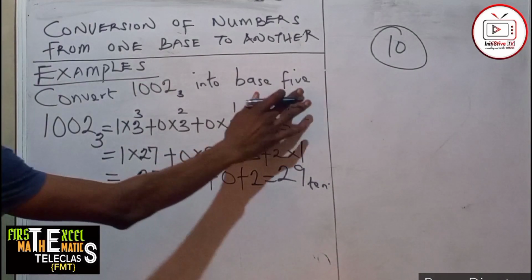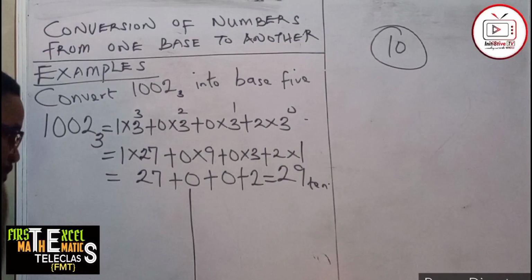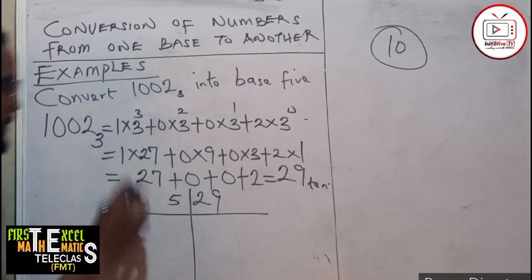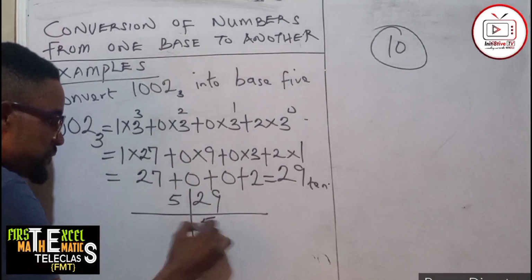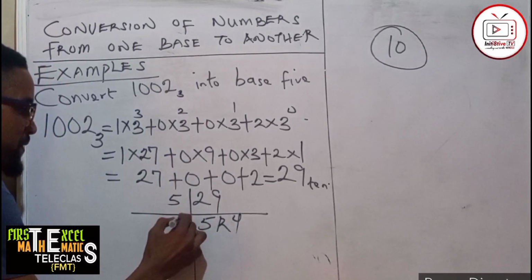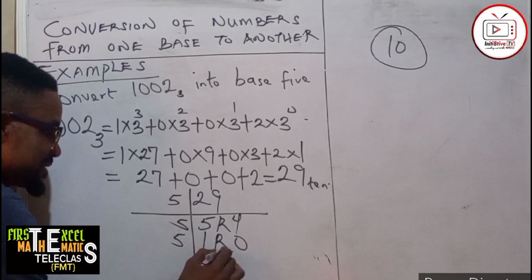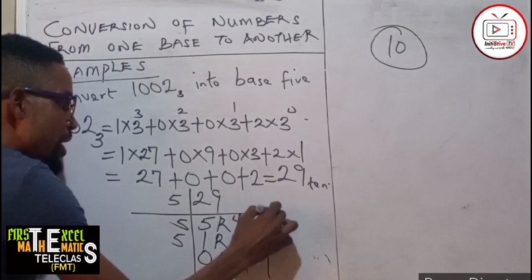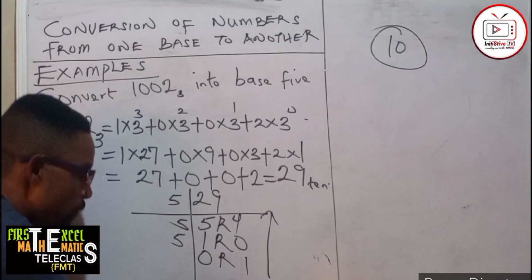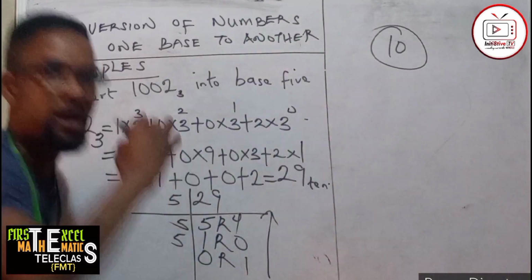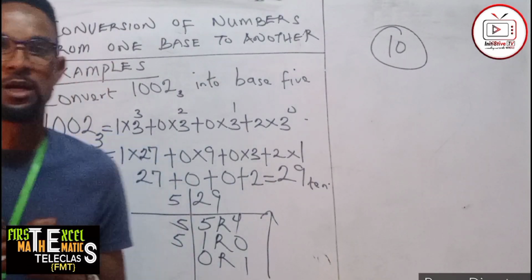After that, remember the question says to convert to base 5. I will be dividing by 5. That just means 5 in 29, 5, remainder 4. 5 in 5, 1, remainder 0. 5 in 1 is 0, remainder 1. You take your answer like this. So my final answer is 1, 0, 4 base 5. Have I made myself clear?